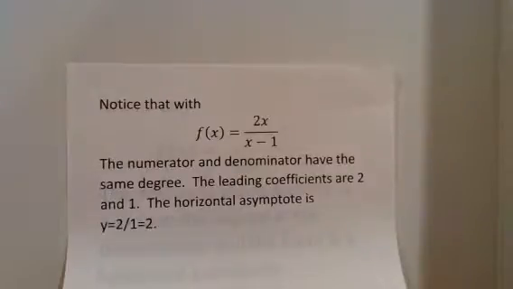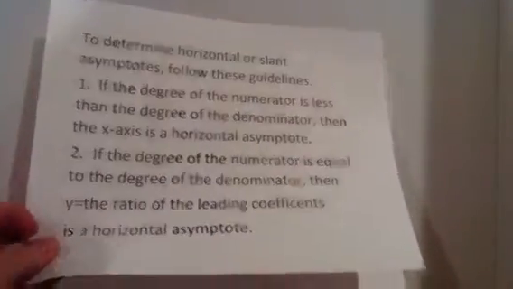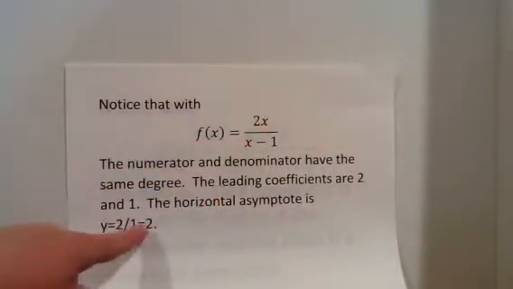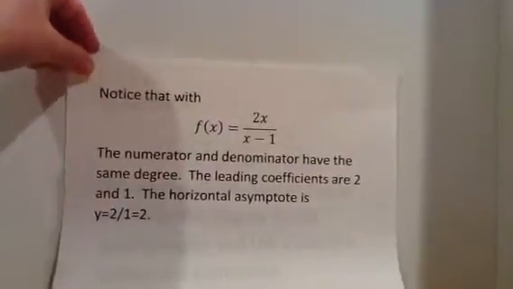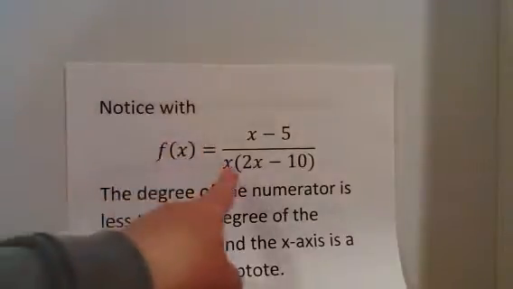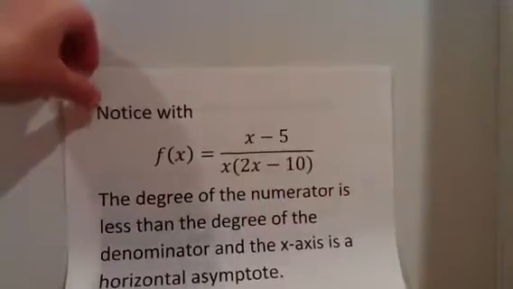Notice that with this function, the numerator and denominator have the same degree, so that would be case number 2 right here. We're looking at the ratio of the leading coefficients. So that would be 2 over 1, which is 2. So y equals 2 would be a horizontal asymptote for this graph. Notice that with this one, the degree of the numerator is less than the degree of the denominator, because if you distribute this x, you get an x squared. So that means the x-axis is a horizontal asymptote for this graph.